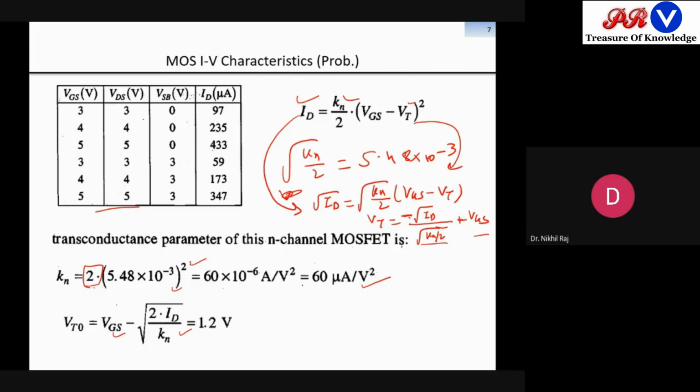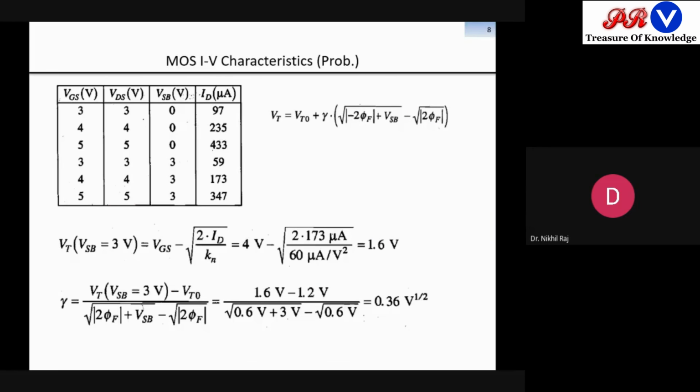So we got the expression for Vt. The same equation is written here. Substituting, you will get the value of Vt naught. So till here it was fine from this set of data. Now you have to calculate the gamma. For gamma we have used this expression. In this expression all the VSB are the same, so we can take any value. In this question they have considered this 173 value.